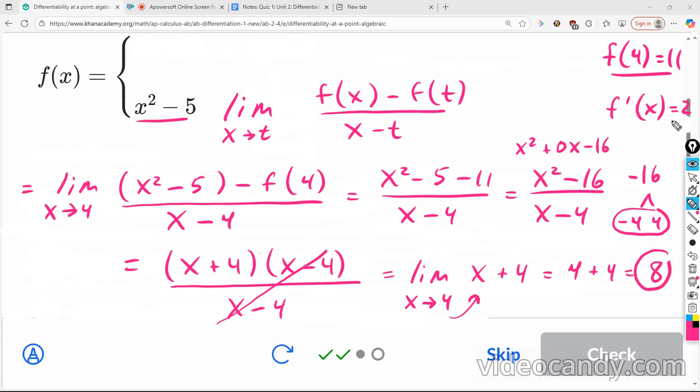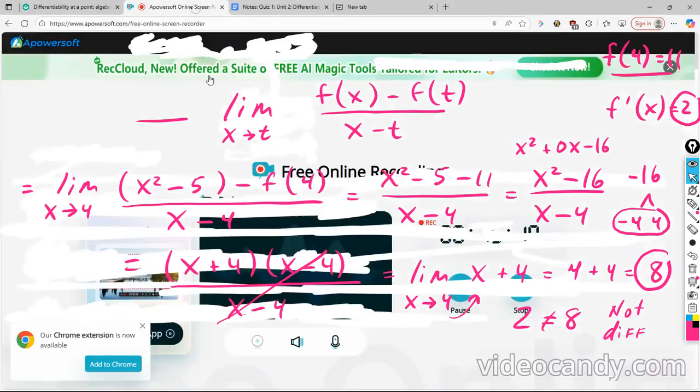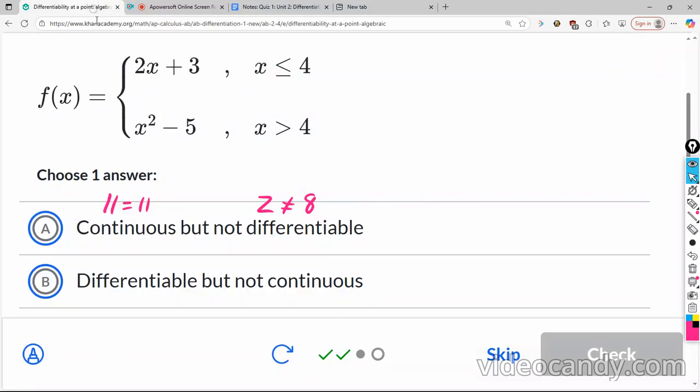Okay, what did we get last time? Last time we got 2. Okay, this time we got 8. 2 does not equal 8. Okay, so it is not differentiable. All right, you cannot find the derivative at that point. All right, so it was continuous because we got 11 equals 11, but it was not differentiable. 2 does not equal 8.